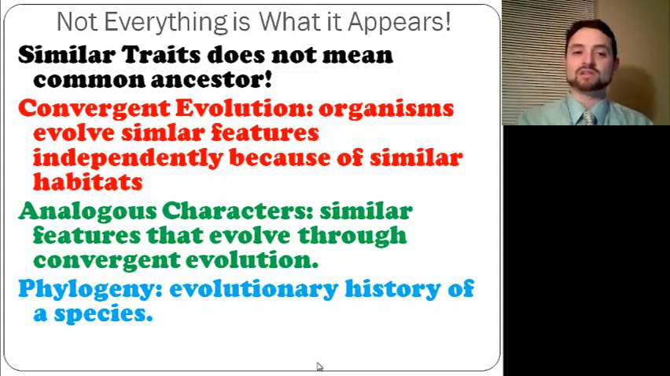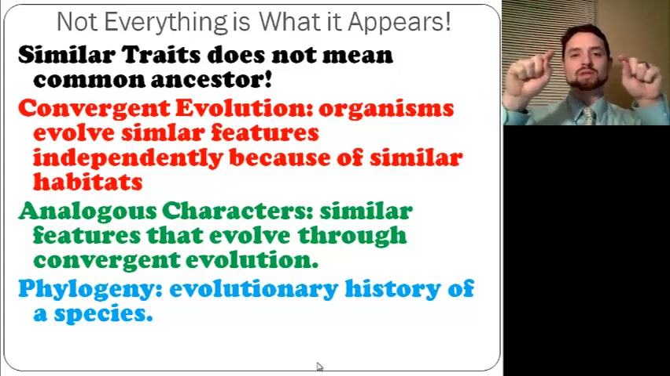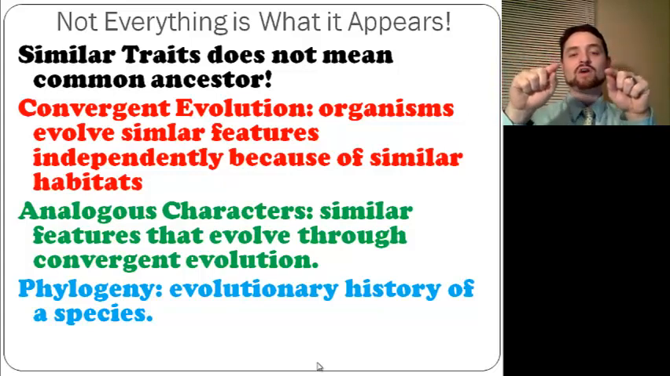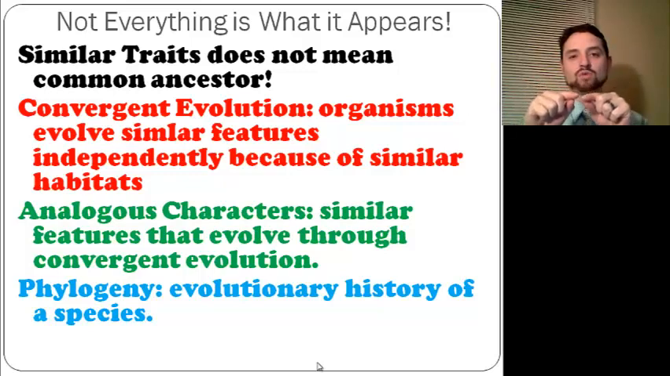For instance, you can have similar traits, but not a common ancestor, and those traits come from convergent evolution. Now remember, we talked about divergent, where they have a common ancestor, and you split from that during reproductive isolation or speciation. Convergent evolution is organisms evolving similar features independently because of similar habitats. And you can think of, they're starting in different places, and as they evolve to their environment, they become more and more and more similar to each other.